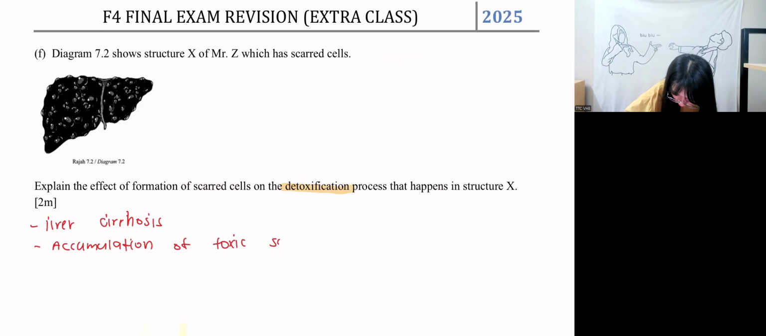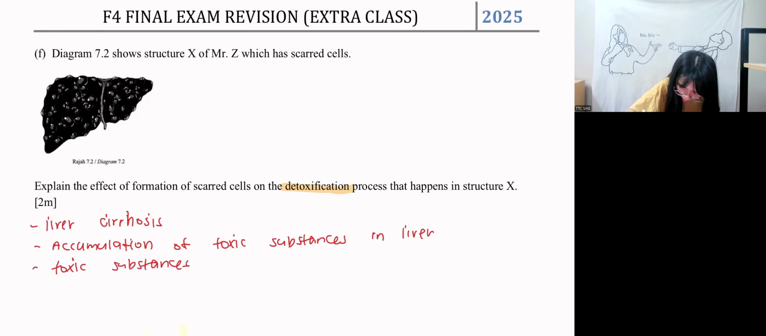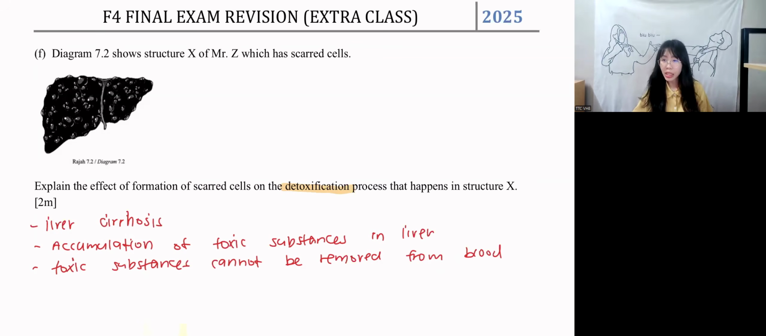of toxic substances in liver. Toxic substances cannot be removed from blood. So the blood turns poisonous. The person will die if the person cannot carry out detoxification. Completely cannot or reduction, depending on how severe it is. So if you don't know, you can just write cannot or reduction also can.